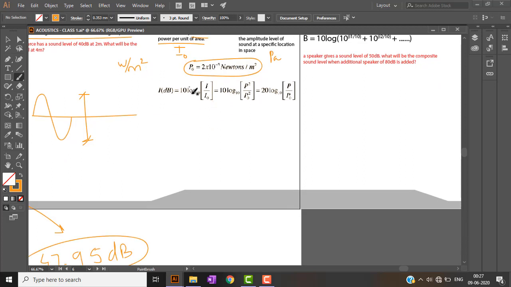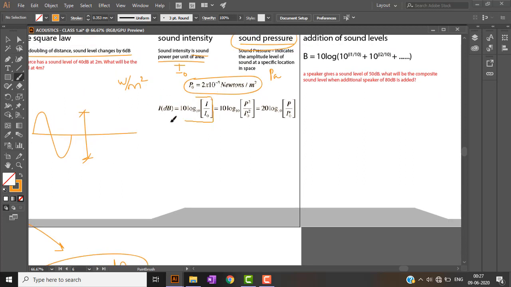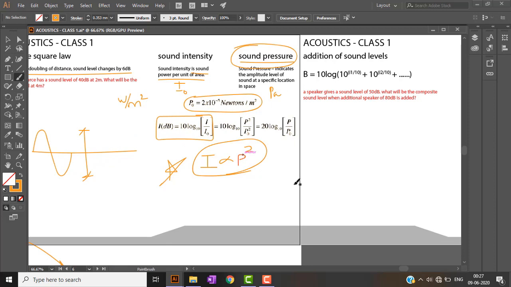Now here we have the formula. This formula is for intensity level, 10 log 10 I by I0. That can be further solved as 10 log 10 P square by P naught square, where P naught square is the threshold of sound pressure. So from this formula we can conclude that intensity is directly proportional to pressure square. This is very important. Intensity is directly proportional to pressure square.